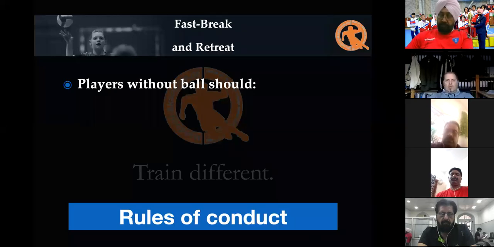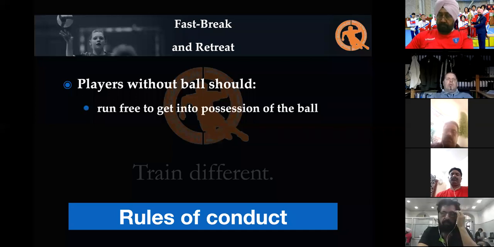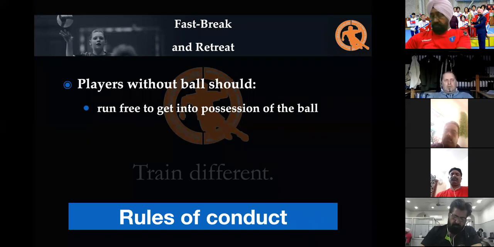Okay. Second is now the rules for the players without ball, because they need to take care about certain aspects too. First of all, they need to run free to get into possession of the ball, because if they're running close to their defender, the ball possessor will not pass to them because they are not free. So make yourself available, go away from the defender, run free, then you can get into possession of the ball.